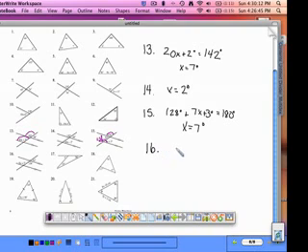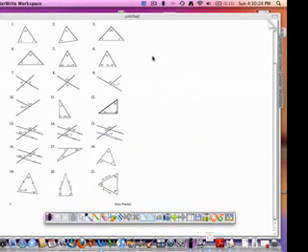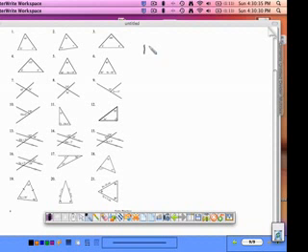Try to find the same type of relationship in problem 16. When you finish, you should be getting the answer x equals 25 degrees. Pause the video and do problems 15 and 16. Problem 17 involves Triangle Sum Theorem and supplementary angles.